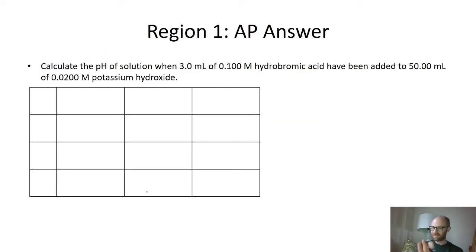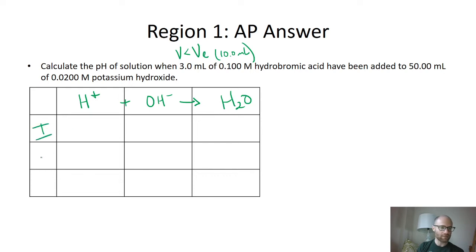So, like I said, Region 1, we're going to dive into our AP answer. Hopefully this is a bit of a review. If it's not a review, you're probably going to want to write this down. We're going to calculate the pH of the solution when we've added 3 milliliters. So we still know we're in Region 1, because volume is less than the equivalence volume, which in this case was 10 milliliters. So obviously 3 is less than 10. And the way we would address this is we know from our balanced net ionic equation, H plus plus OH minus yields water.